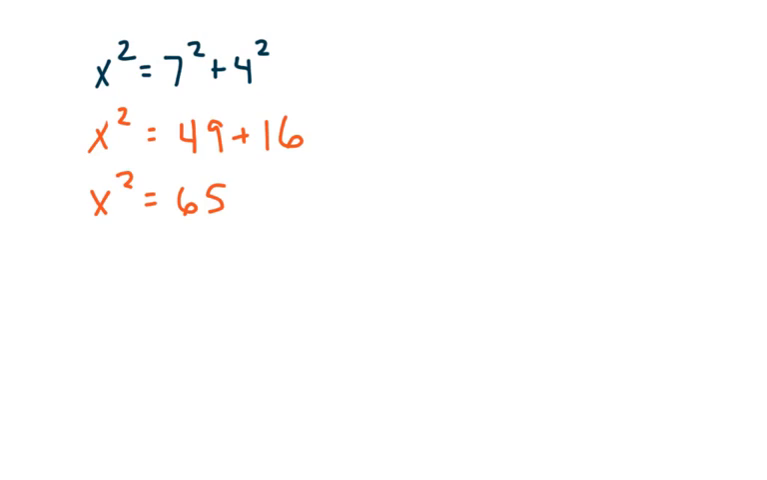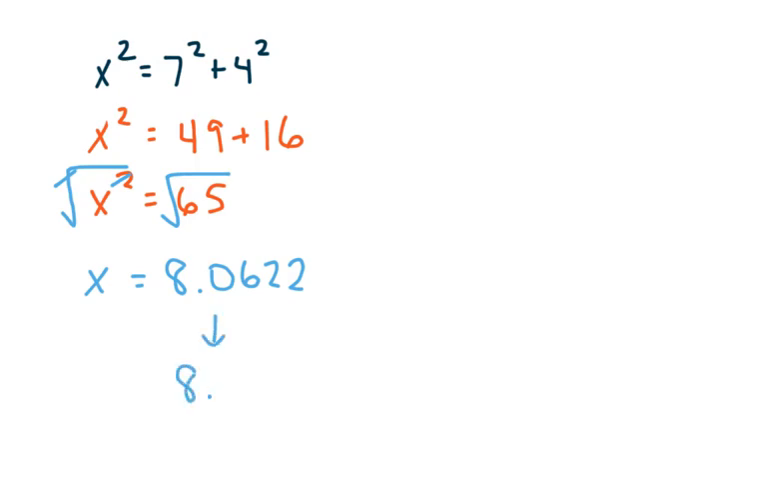Now I've reached this point and I've got x squared, but I'm trying to figure out what x is. In order to find out what x is, I'm going to need to take the square root of the left to get the square root and the squaring to cancel, leaving me just the x. And if I take the square root of the left, I also need to take the square root of the right. And when I take the square root of 65, I'll get 8.0622. And if I was going to round that to the nearest hundredth, that would be 8.06.